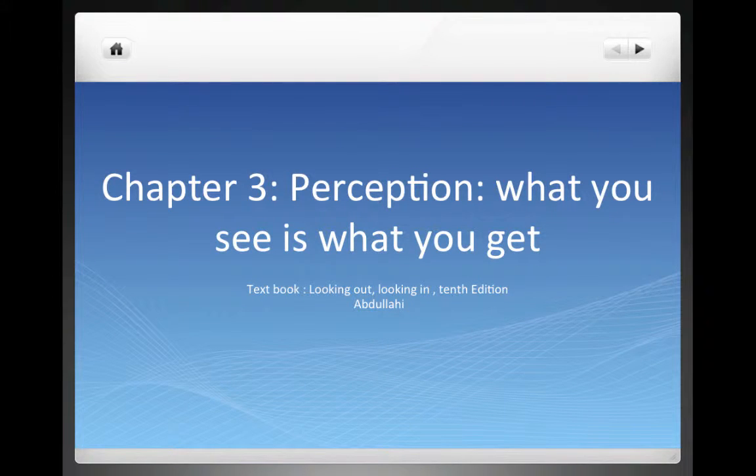Welcome again to our second session. For today, we will be talking about perception. What you see is what you get, particularly at the interpersonal context or level.